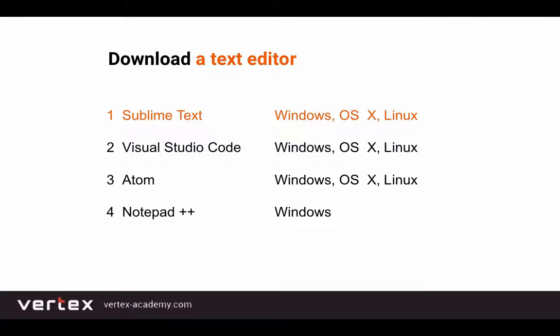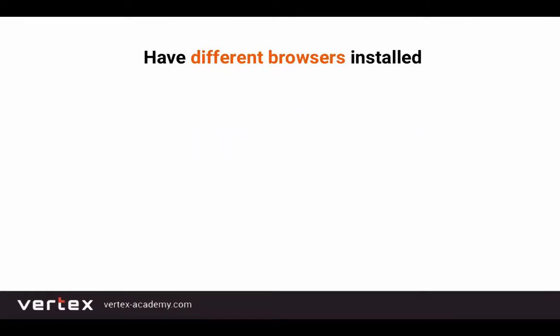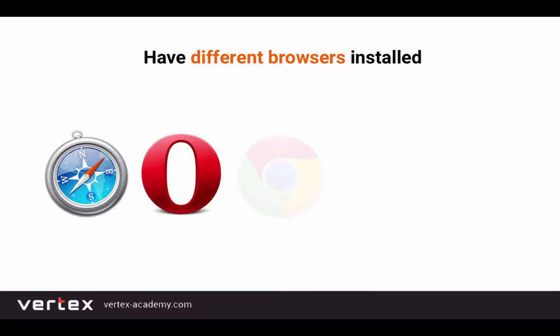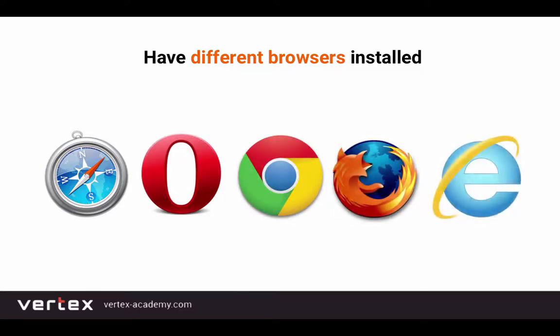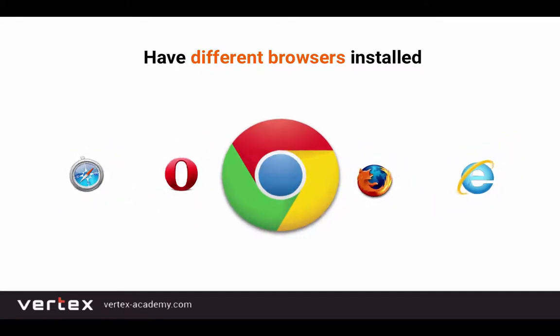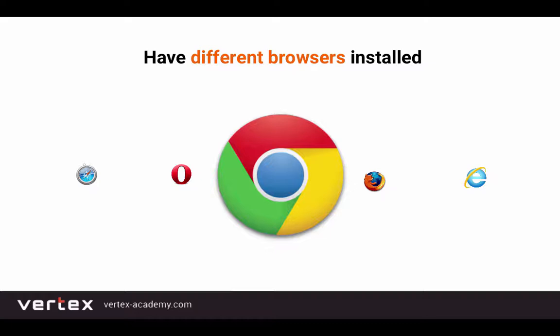The second step is to install a browser. There are many different browsers, but the top 5 are the ones that you can see on the screen: Safari, Opera, Chrome, Mozilla Firefox, and Explorer. So a good web developer should have as many browsers installed as possible. But for our purposes, it's sufficient to just have Chrome. In our course, we will use Chrome.